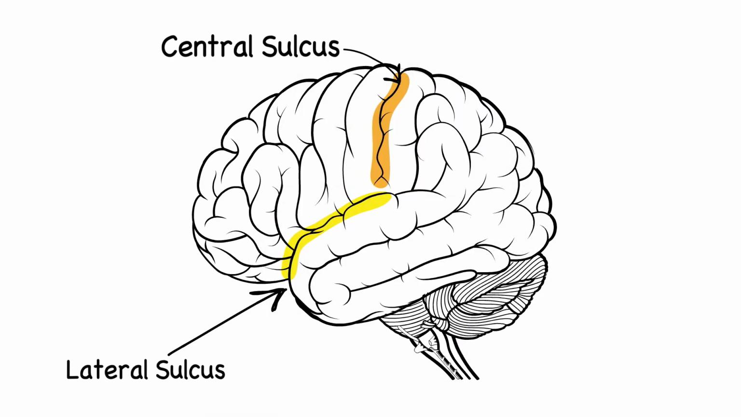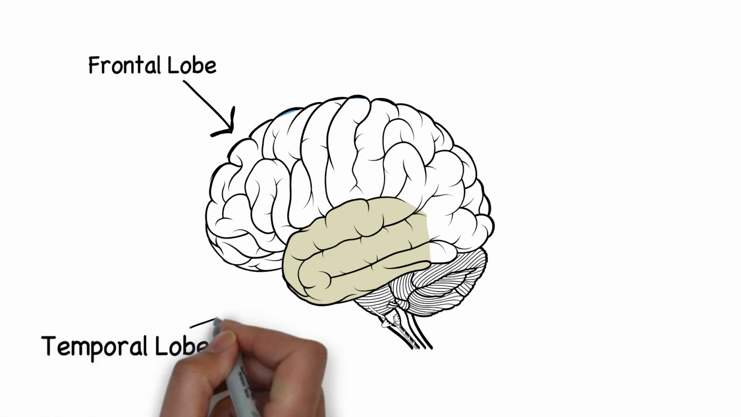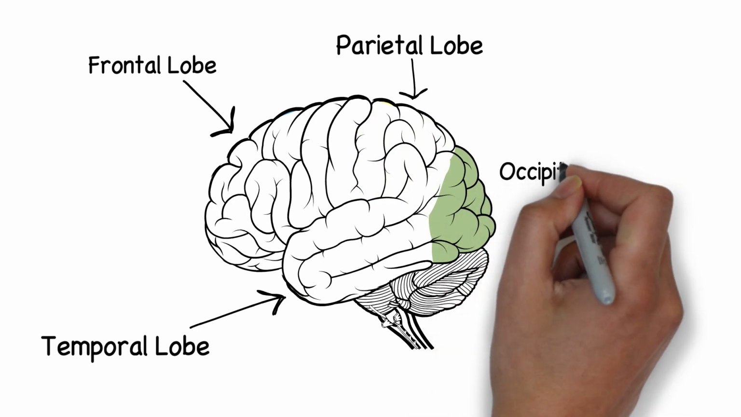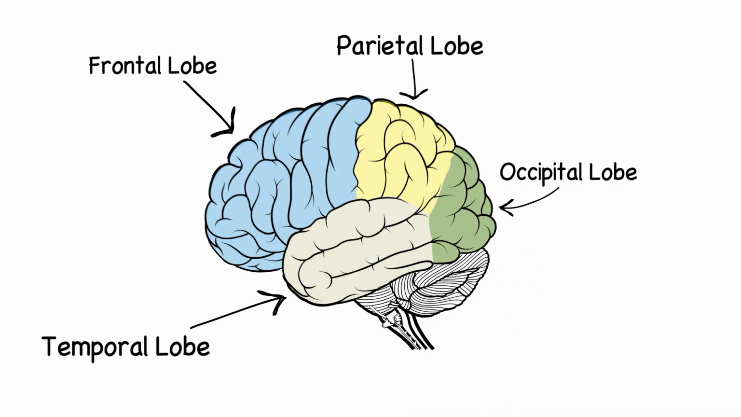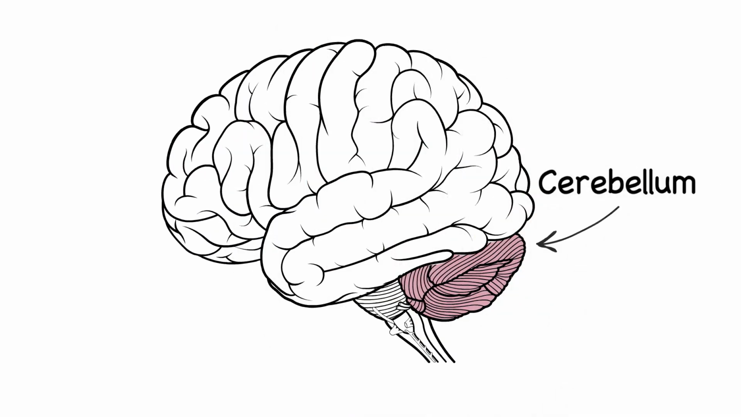The consistency of the central sulcus and lateral sulcus across human brains helps to give rise to the concept of lobes. At the front is the frontal lobe. Below the lateral sulcus is the temporal lobe. This is the parietal lobe. And right at the back is the occipital lobe. Lobes are important because different brain functions can sometimes be associated with particular lobes. Finally, it is important to point out the cerebellum.